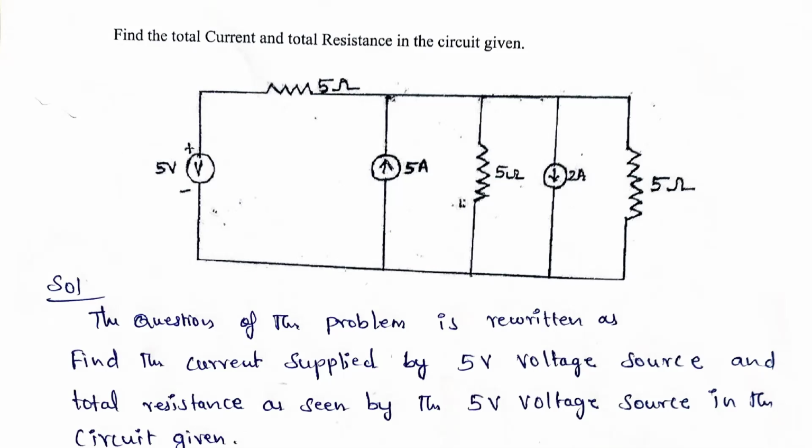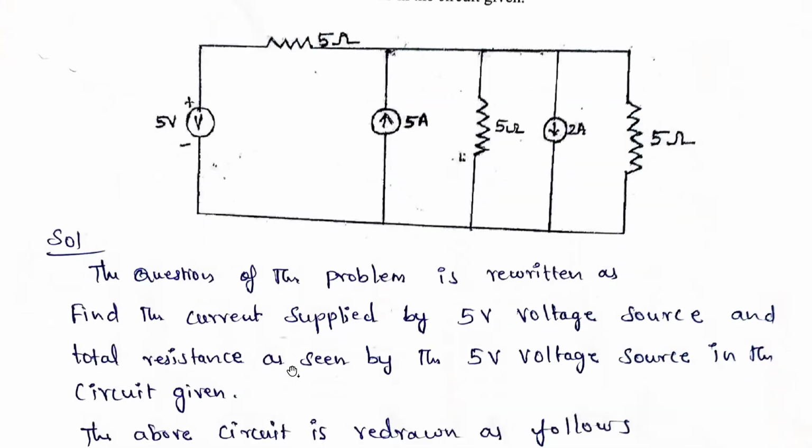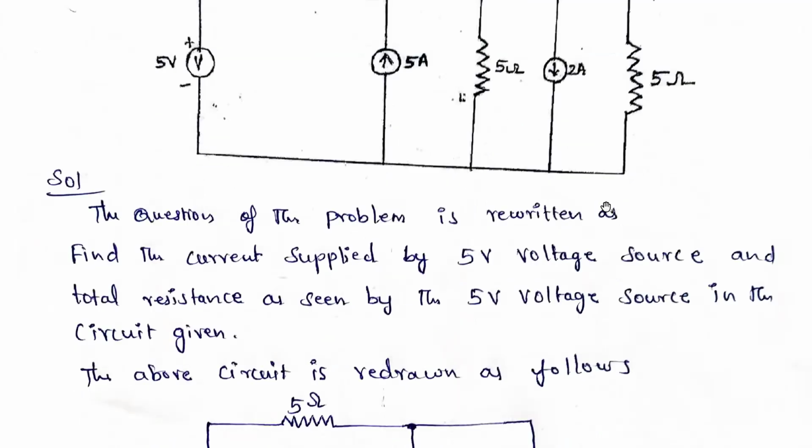You should not give a question like a vague one, because those who are solving this question can't even understand. So I'm rewriting the question like this. Now we need to find the total current supplied by the 5 volt source and also the total resistance as seen by the 5 volt source in the given circuit. That should be the question.